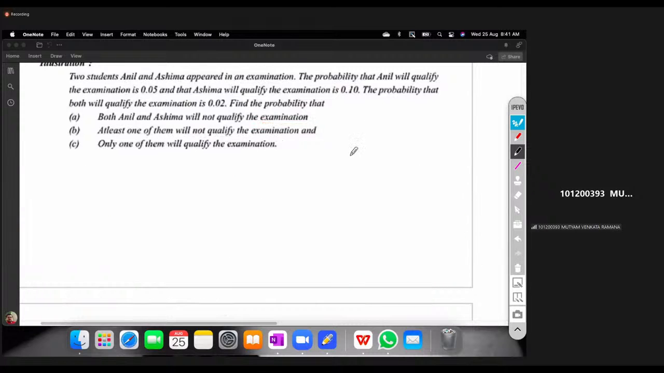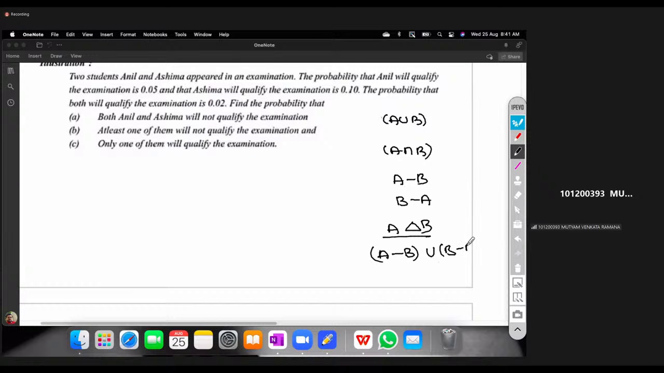So here set theory means very simple. What is A union B? How we will write? What is A intersection B? When I'm talking about set, the P will not come. So P is coming in the denominator. Next one is what is A minus B? What is B minus A? What is A delta B? A delta B means A minus B union B minus A. This is A delta B, which is also equal to A union B minus A intersection B.